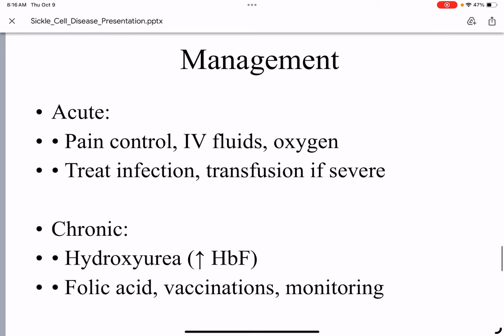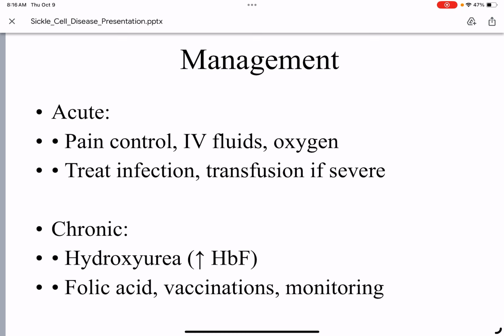In terms of management, you can acutely manage these patients. How do you do that? You make sure that you take care of the pain. All right? Give them pain medication that will address the pain crisis that they're going through. IV fluids if they're dehydrated. Oxygen if they need it. You want to treat the infection. Like I mentioned in the past, they are predisposed to encapsulated bacterial infection. They may get to a point where you have to do transfusion, depending on the severity.